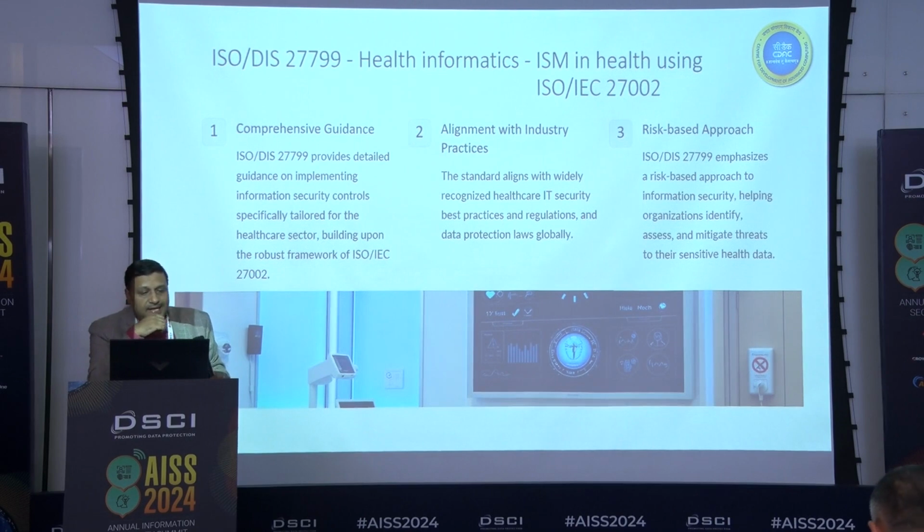In fact, in health informatics, there is a specific application of 27001 and 27002, which is a special ISO standard called 27799, which is essentially taking 27002 and applying it as is into the health domain, with what should be covered where. And it talks about 3 specific areas of action. It talks about comprehensive guidance. It says how you go about applying the 27000 set of standards. It talks about how you align with industry practice, and it talks about your risk-based approach.